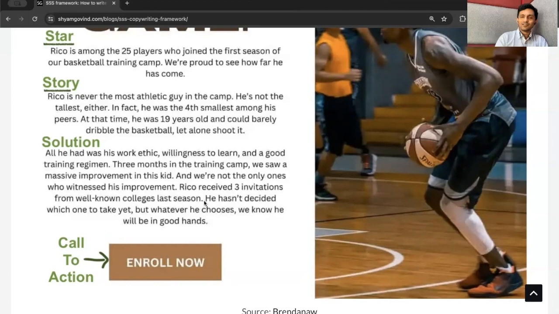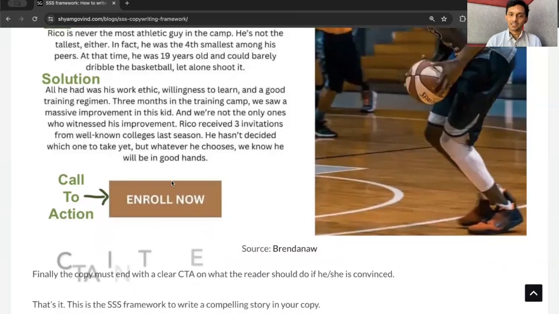Now, if you think about it, there is no reason to mention he hasn't decided which one to take yet, right? Because that's not going to give you more. It's not about the basketball or the training here, right? But why are they writing that? They're writing that because now you are relating to the character, right? And you want to know the story of what happened. Did Rico accept any of the colleges? Is he going to one of the colleges that he got invitations from? Right? You want to know the answer. So they are telling you that it's a resolution of the story, right? And then it just mentions enroll now, call to action.